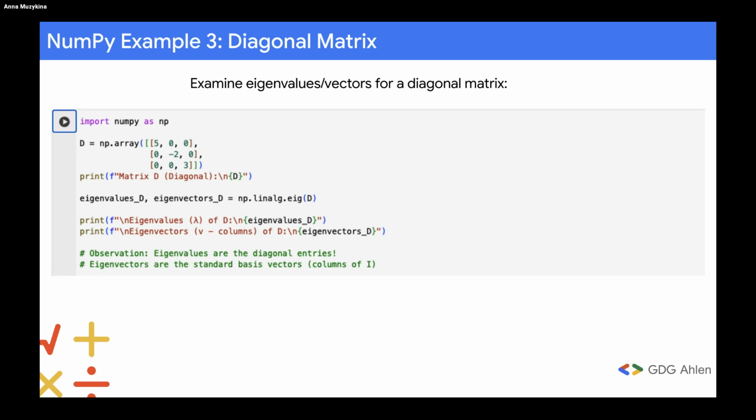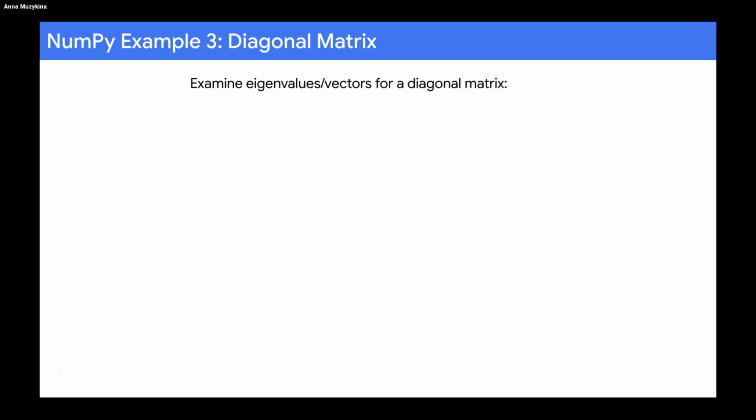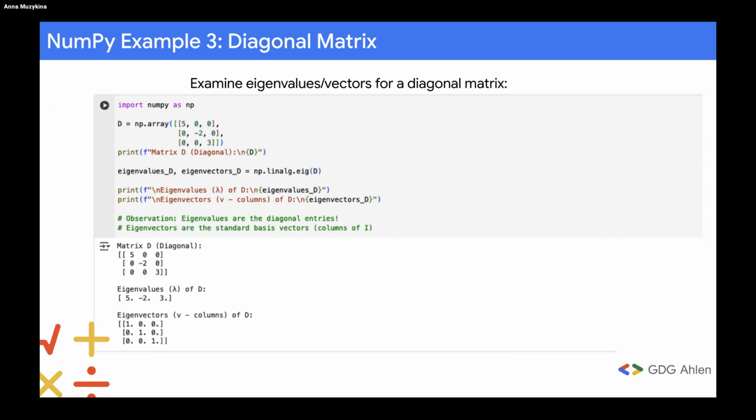So let's explore quickly this code execution. We define the diagonal matrix D. We call our np.linalg.eig and pass D. Now observe the results carefully. The calculated eigenvalues are 5, -2 and 3. Notice that these are exactly the numbers on the main diagonal of our matrix D.